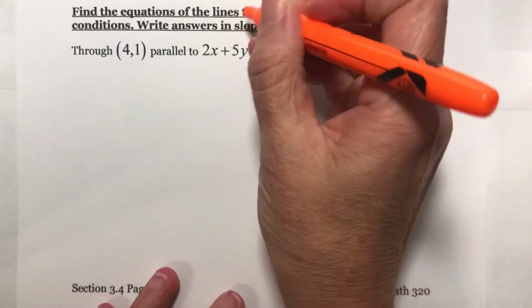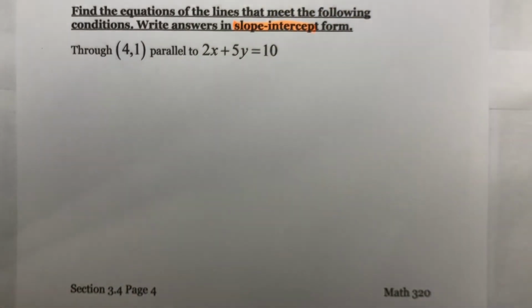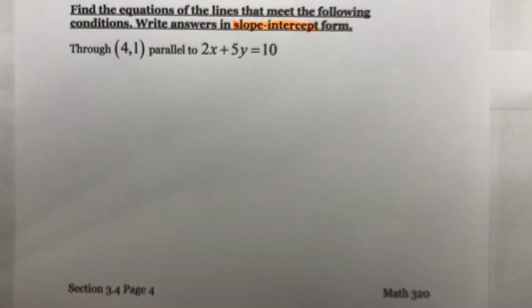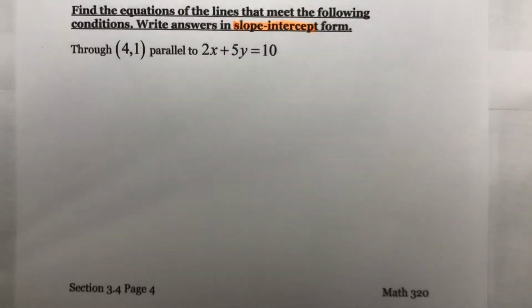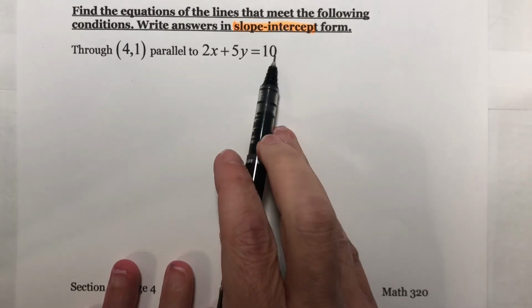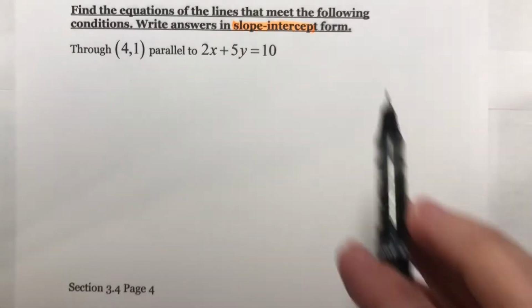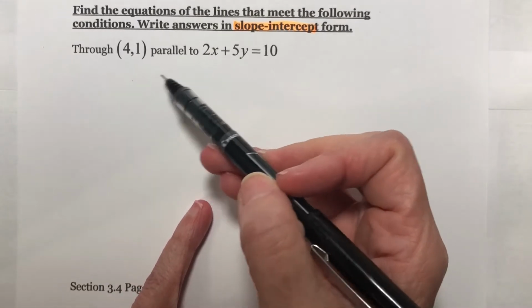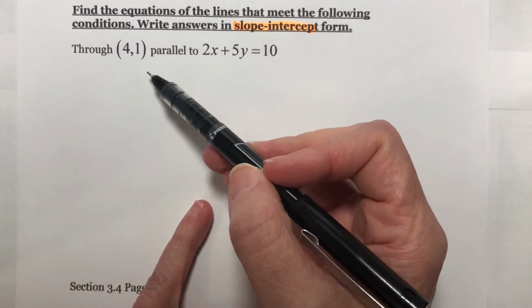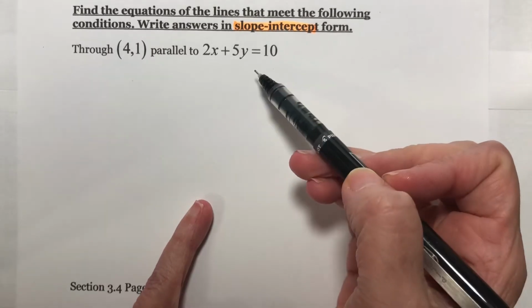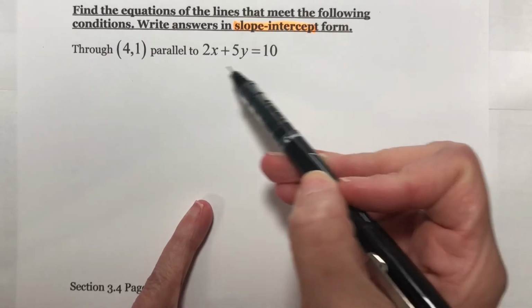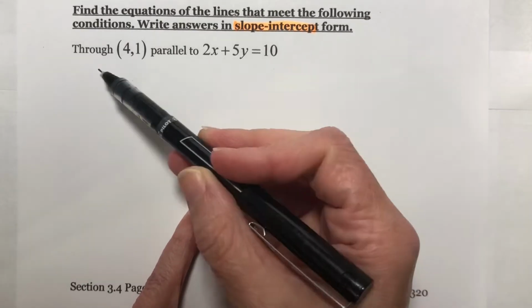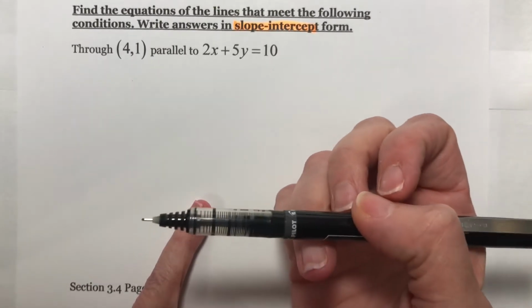in slope-intercept form. Okay, so I want to find the equation of the line that goes through the point (4, 1), but is parallel to 2x + 5y = 10. Now we need a slope to get this done, so we have to remember what parallel lines tell us about slopes. If we have lines that are parallel, they have the same slope. So if I can find the slope of this line that I want to be parallel to, I can use the same slope over here and get the equation of the line I want.